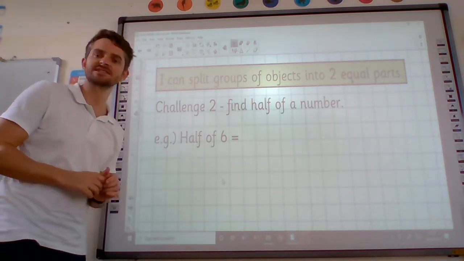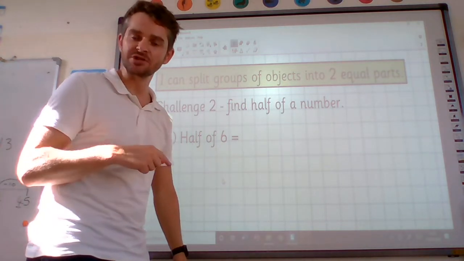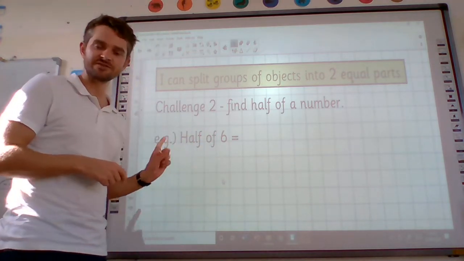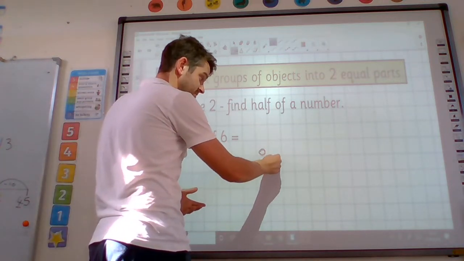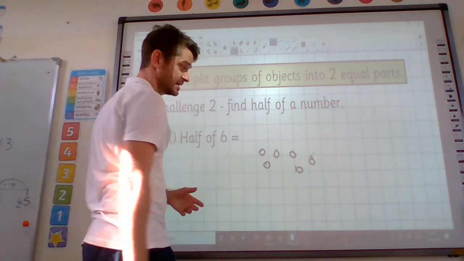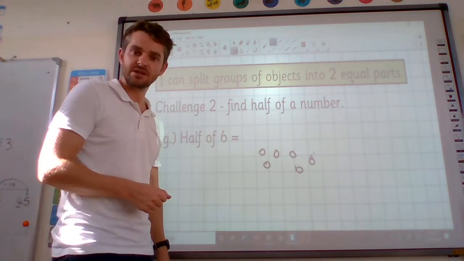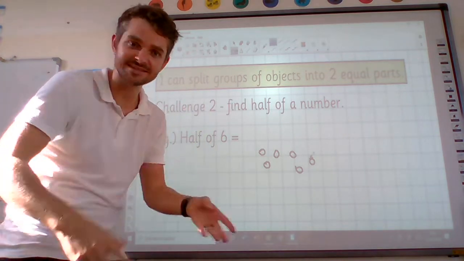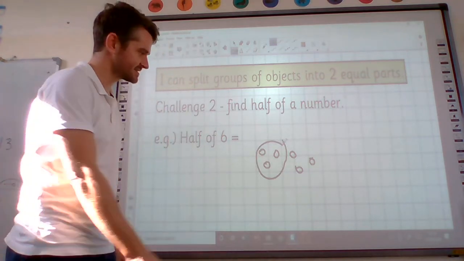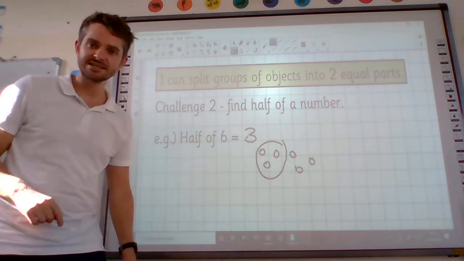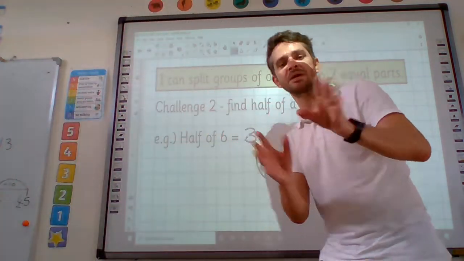If you think about half of 6, you might know the answer to this, but we can use what we just learned about objects to find half of 6 by drawing 6 things. 1, 2, 3, 4, 5, 6. And then splitting that group in 2 in just the same way. We're using our understanding of the things to help us with the numbers. Half of 6 is 3.